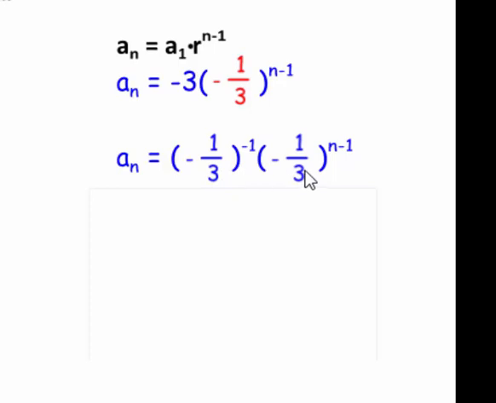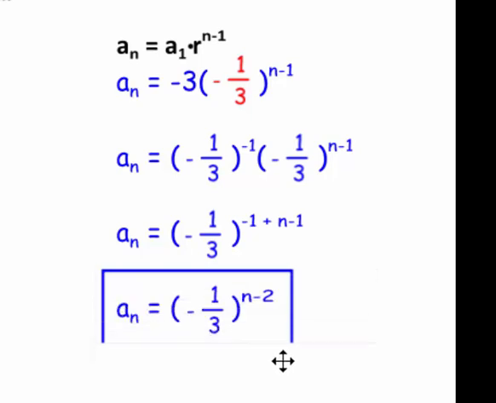So now we have these matching bases. And we can combine them together here. Remember, we're combining them together because we're multiplying two powers with the same base. If they have the same base, you keep the base and you add the powers. So -1 plus n minus 1. Okay, and there are a few alternate forms of the answer that you could come up with, but this is one form.